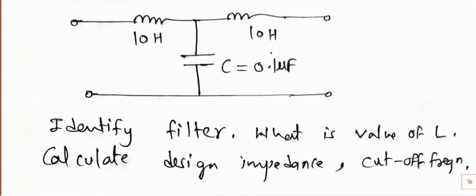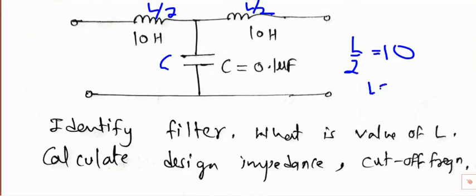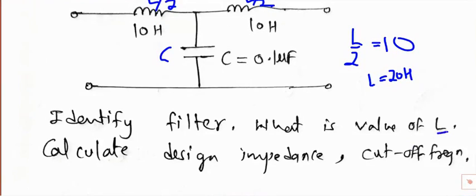So it is nothing but a low pass filter: L by 2, C, L by 2. Okay. So the L by 2 value is 10 Henry, so L equals 20 Henry. First answer: L equals 20 Henry. So we got the first answer, L value as 20 Henry.